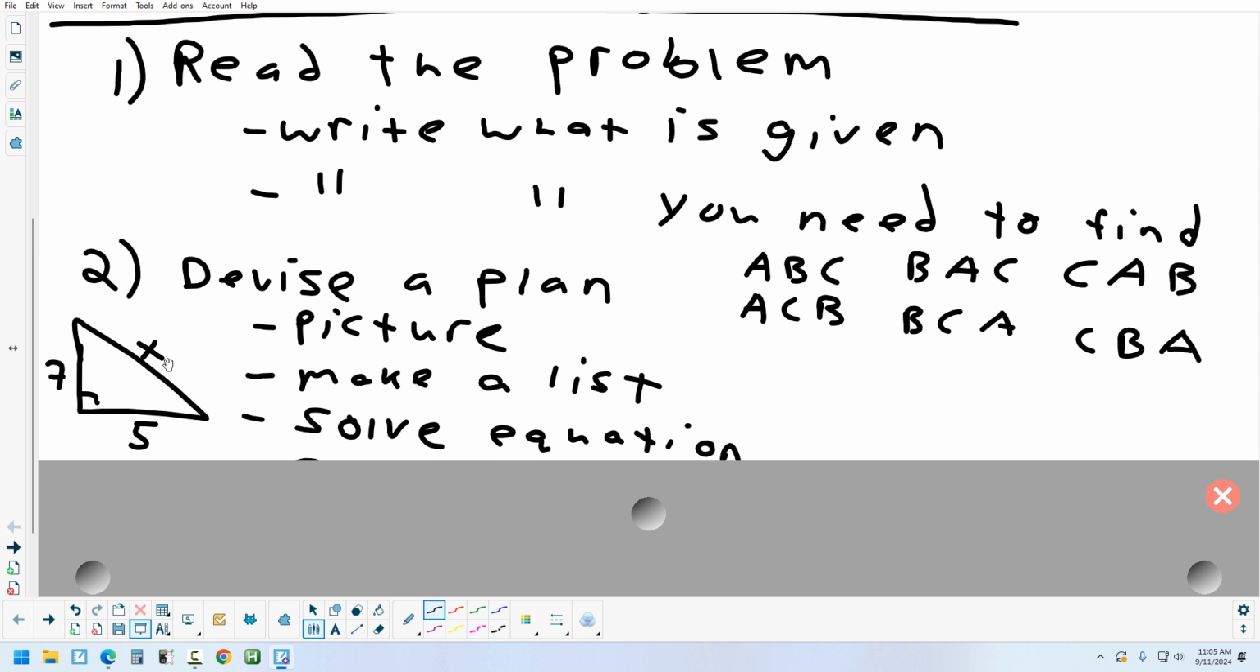So sometimes when you're doing a word problem, the formula or the equation you need to use is a formula that's very well known, okay? And you can use something that's already made for you.